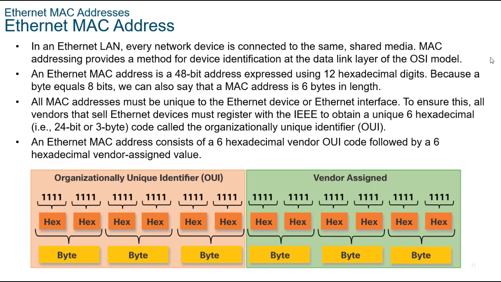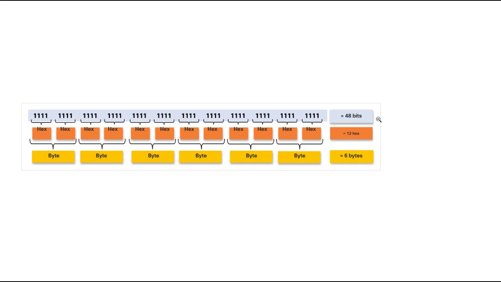As we've learned, Ethernet LANs are multi-access environments where every device is connected to shared media and where MAC addressing is used at layer 2, the data link layer, to identify the local physical source and destination NIC or interface. The figure demonstrates the 48-bit Ethernet MAC address expressed using 12 hex values and equivalent to 48 bits divided by 8 bits per byte equals a length of 6 bytes.